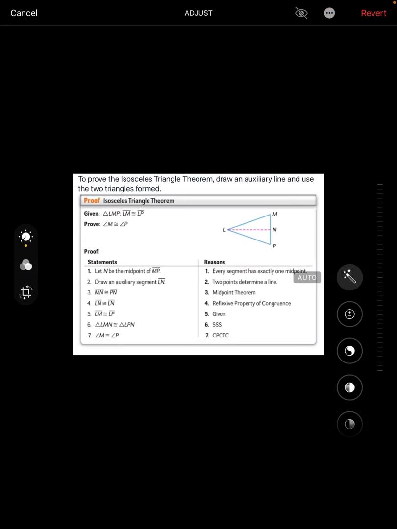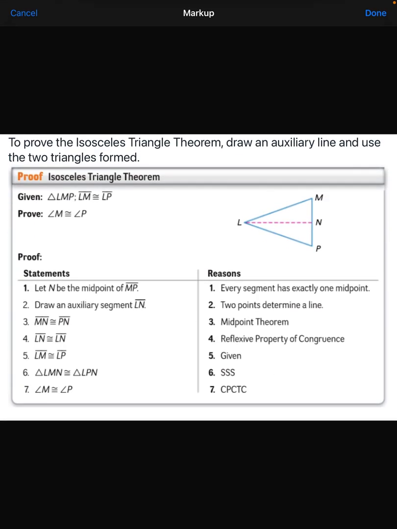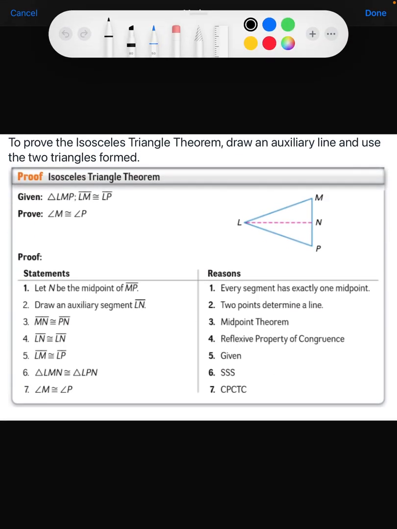Now let's take a look at the proof to show how we know this. To prove the isosceles triangle theorem, we'll draw an auxiliary line. So an auxiliary line would just be this line right here, an extra line that we draw in the figure, and use the two triangles formed. So the first step is let N be the midpoint of MP. So we'll say N is the midpoint.